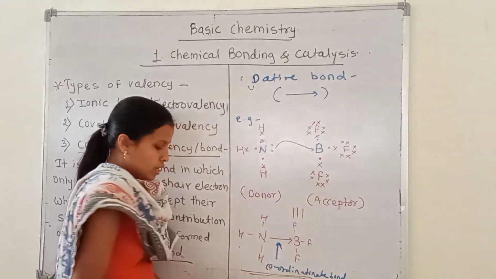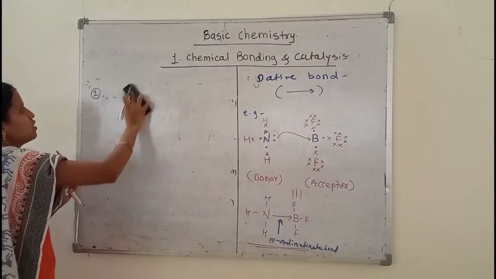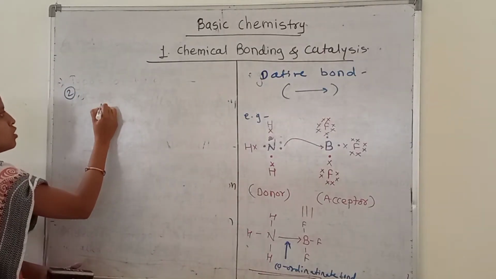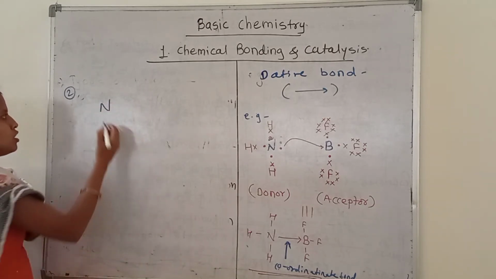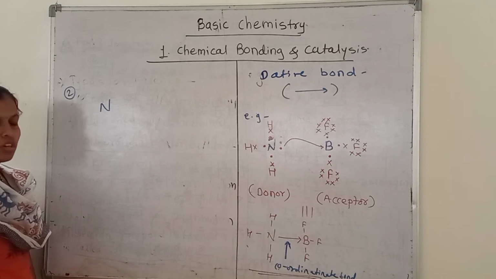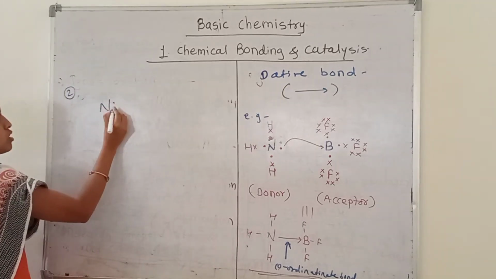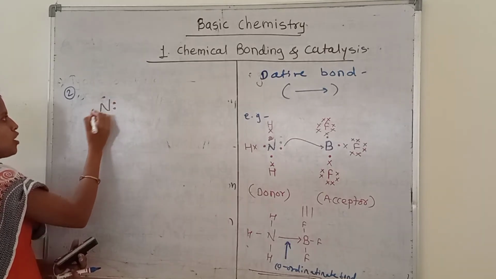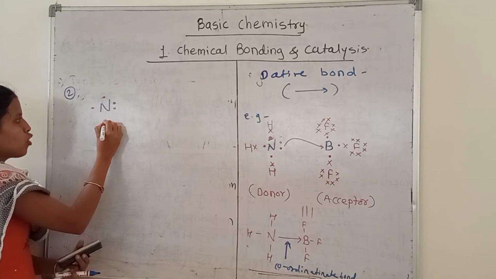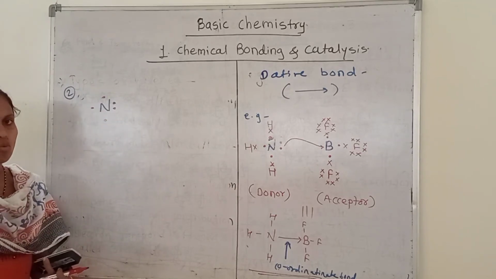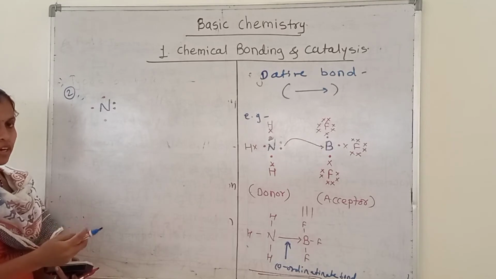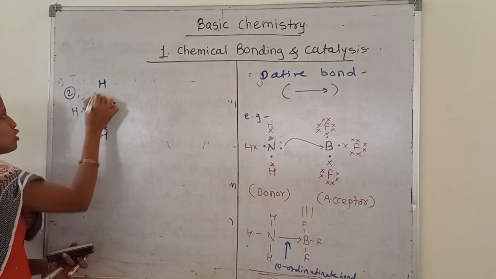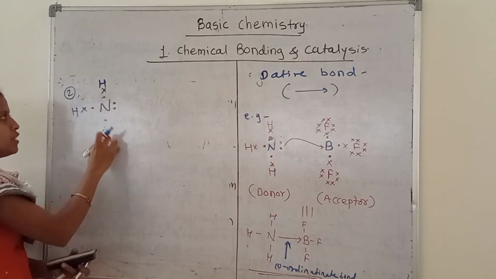Okay, let's see another example. The second example we take is the ammonium ion formation. In this structure, again we take nitrogen. Nitrogen has 5 electrons in its outermost shell, which we write as dots. To complete its octet, nitrogen shares 3 electrons with the 3 hydrogen atoms. These hydrogen atoms each share 1 electron with the nitrogen atom and complete its octet.